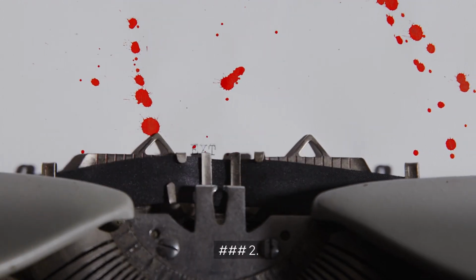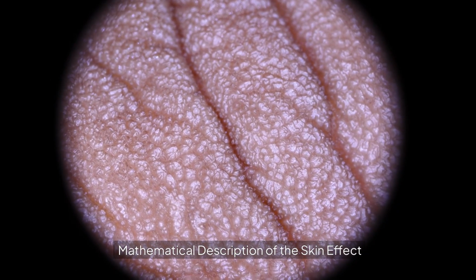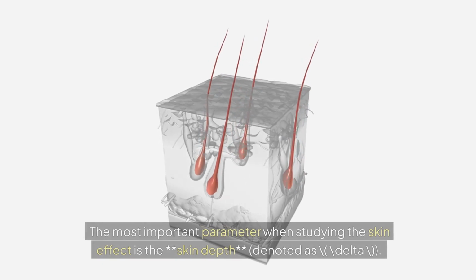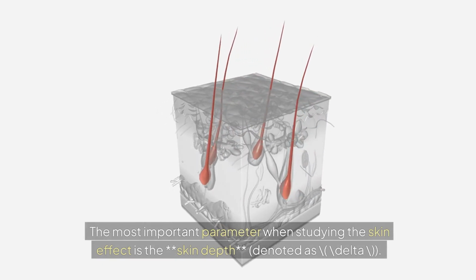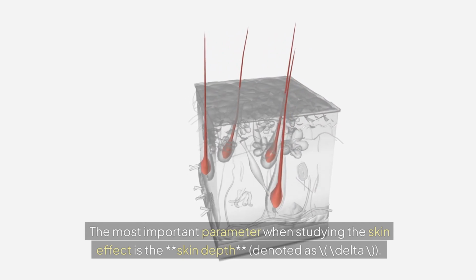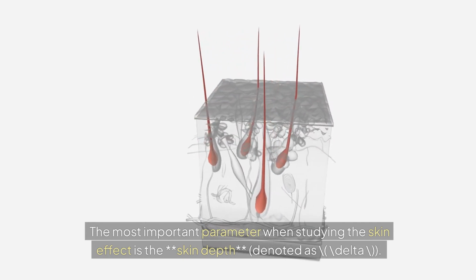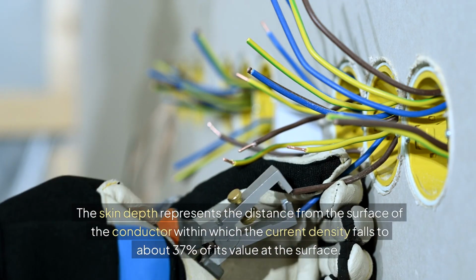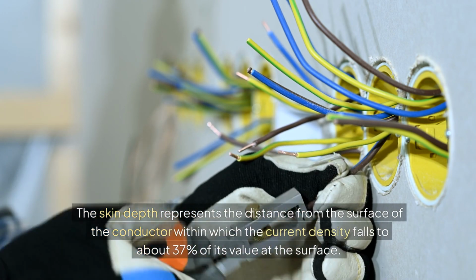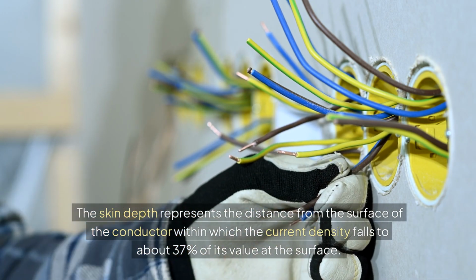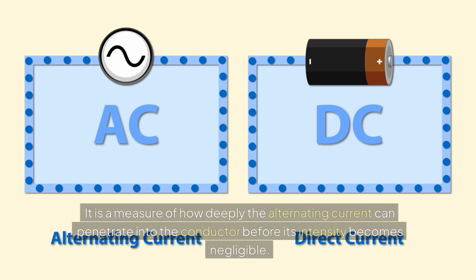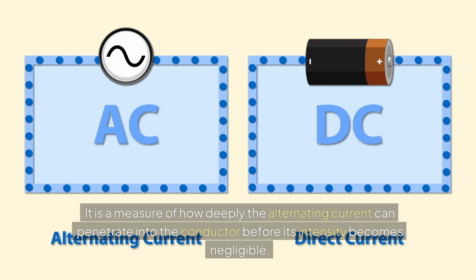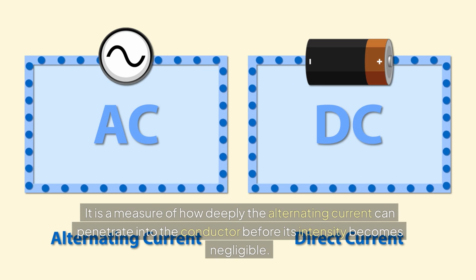Number 2. Mathematical description of the skin effect. Number 2.1. Skin depth, delta. The most important parameter when studying the skin effect is the skin depth, denoted as δ. The skin depth represents the distance from the surface of the conductor within which the current density falls to about 37% of its value at the surface. It is a measure of how deeply the alternating current can penetrate into the conductor before its intensity becomes negligible.